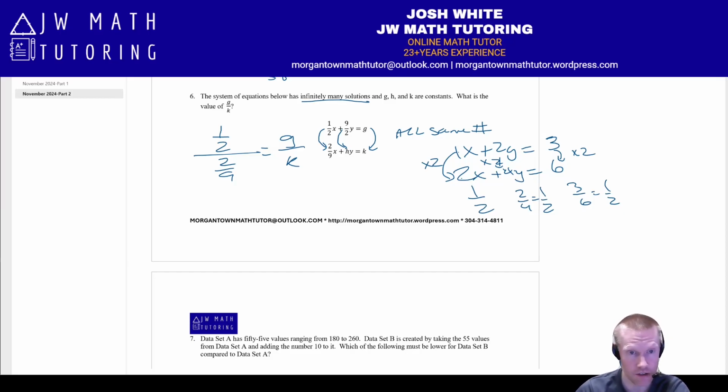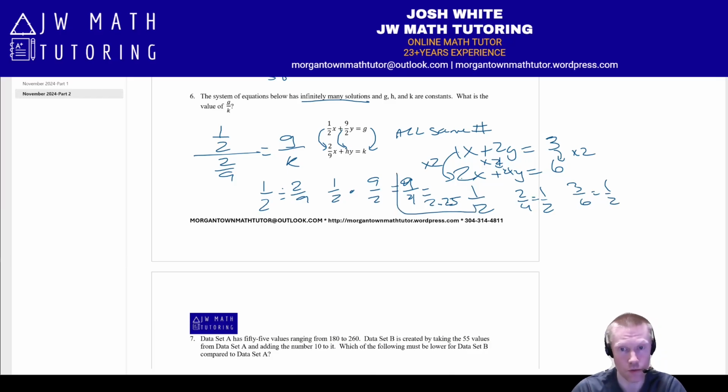So g over k is just equal to 1/2 divided by 2/9. You could go to Desmos if you don't realize that I'm just doing the fraction division here. This is going to work out to be 9 over 4, or you could also enter it as 2.25. So either one of those would be acceptable, but that's it. That's the answer. You do not need to do any more work than that.